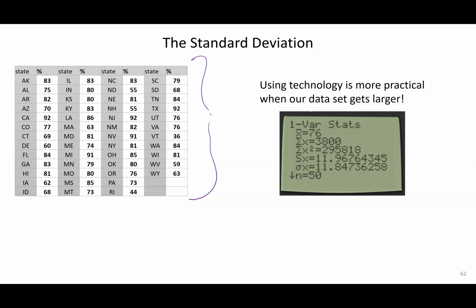So you can go ahead. Here's a TI-84 screen. You are going to want the one that says Sx, not the one that has a sigma. You want this one. So this is saying that the sample standard deviation for this sample is 11.97%. So on average, there was an average of 76% across all the states of students who stayed their first year in their state, and it varied on average about 11.97%.